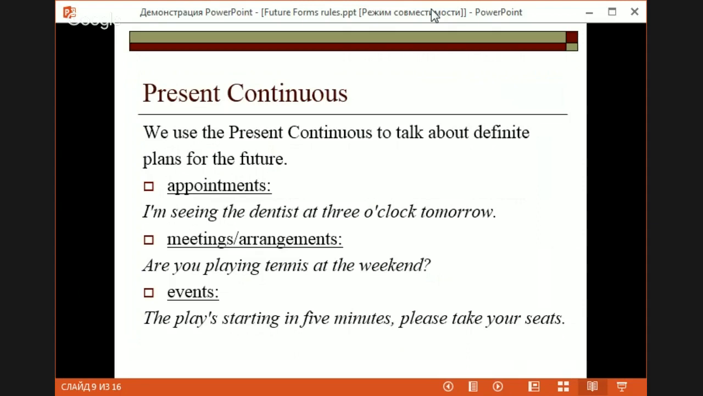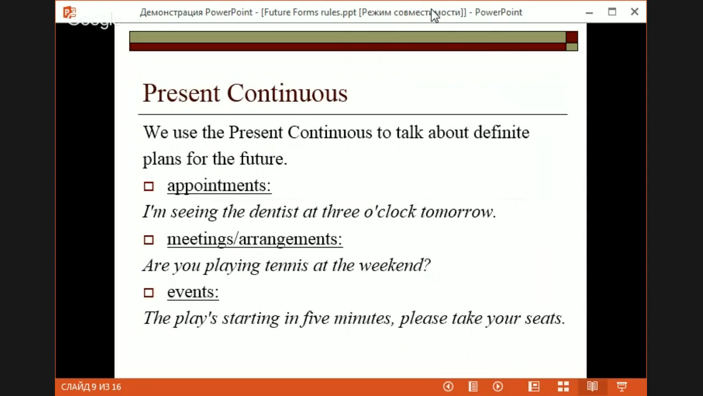Appointments, this is when you agree with somebody to meet, usually like different doctors. So, I'm seeing the dentist at 3 o'clock tomorrow. In this case, see means meet. That's why we use present continuous. Meetings or arrangements, this is the most common usage.